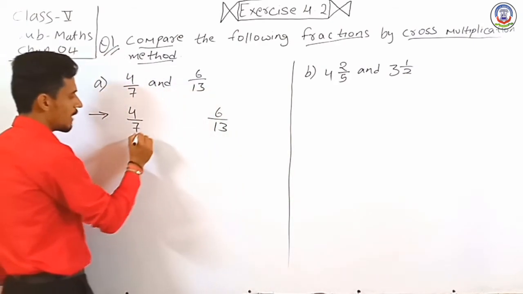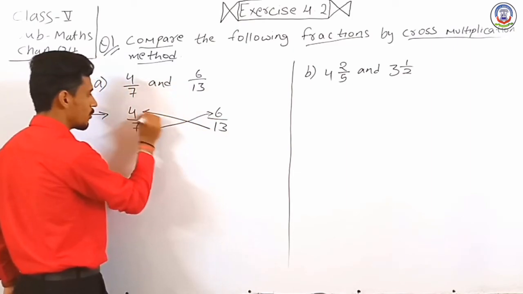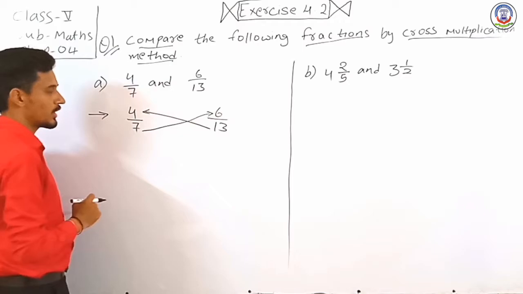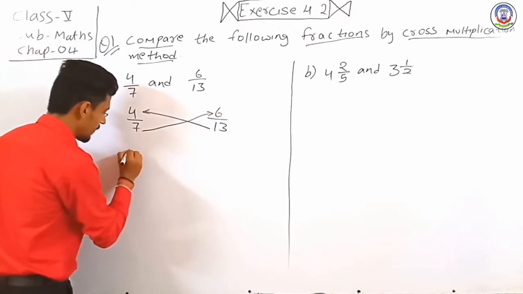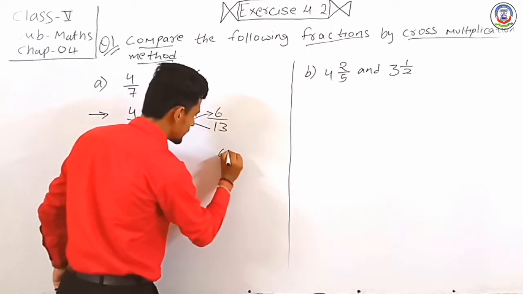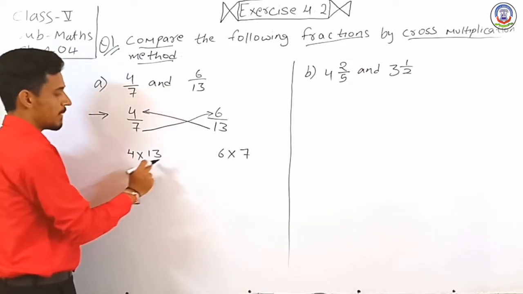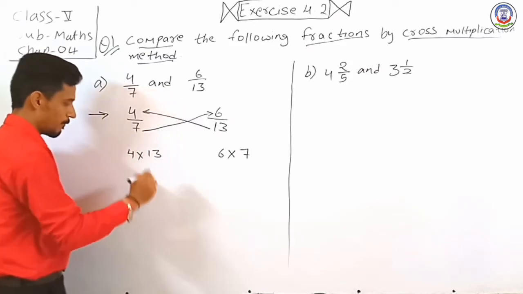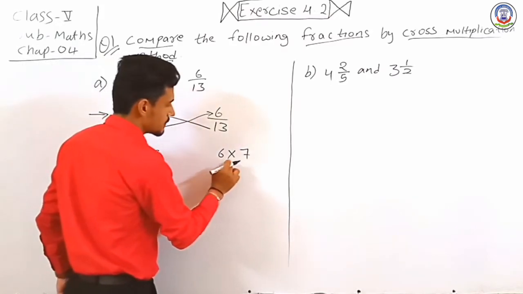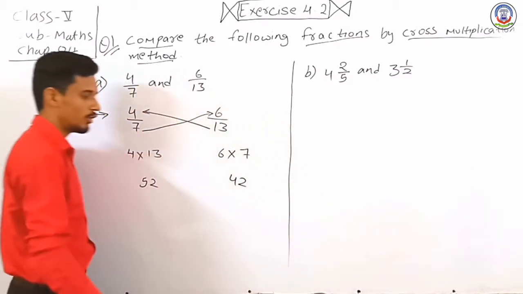Now we have to do 7 cross 6 and 13 cross 4. मतलब 7 को 6 के पास लेके जाएंगे और 13 को 4 के पास लेके जाएंगे. तो हम लोग यहाँ पे लिख देंगे 4 multiplied by 13 and here 6 multiplied by 7. Now 4 multiplied by 13 is 52. So we write here 52, and here 6 multiplied by 7 is 42. So we write here 42.